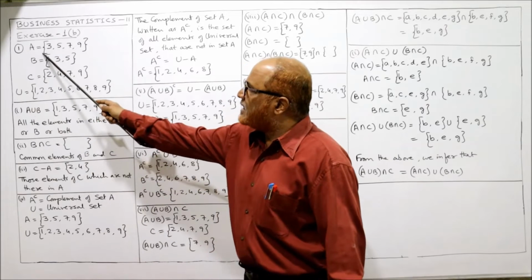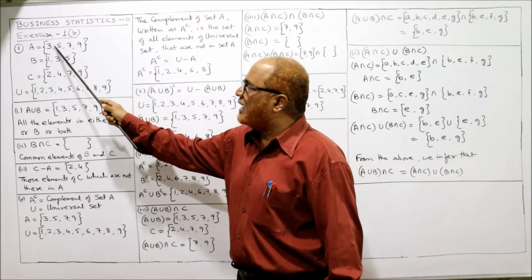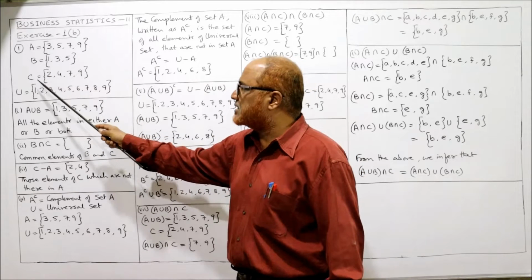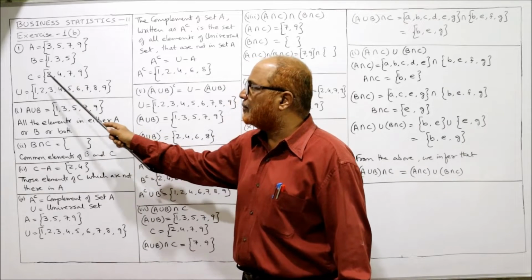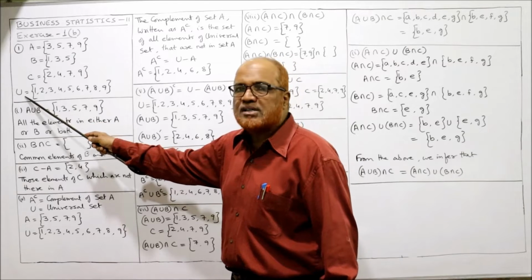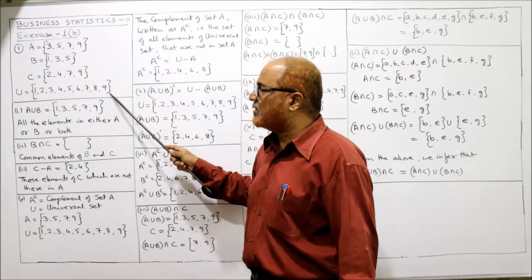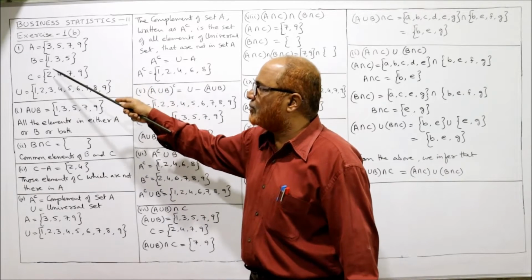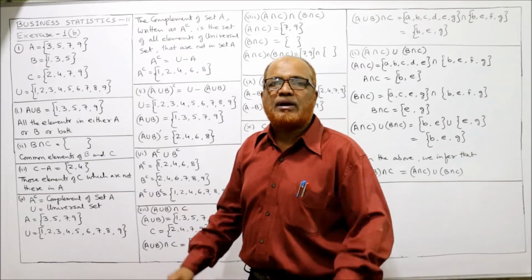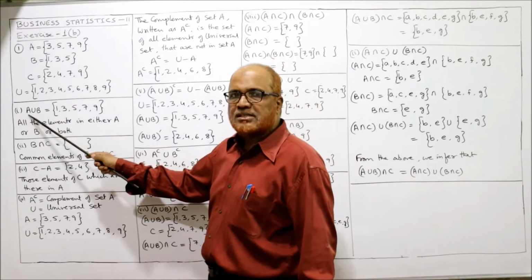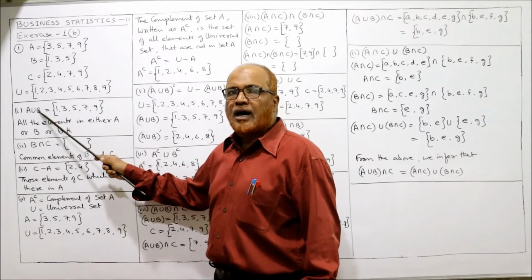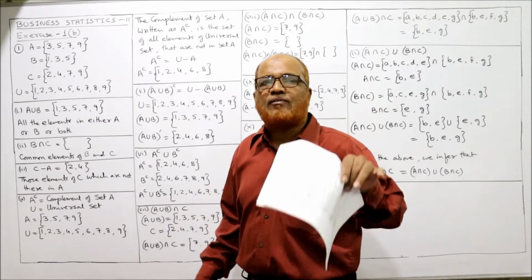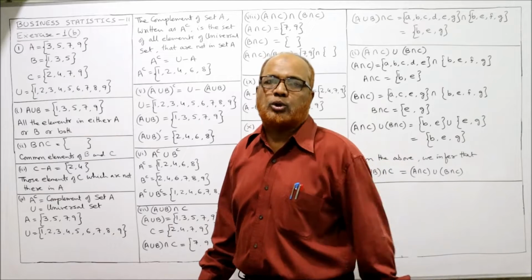See here, set A is {3, 5, 7, 9}, the elements of A given in the problem. Set B is {1, 3, 5}. Set C is {2, 4, 7, 9}. And the universal set is {1, 2, 3, 4, 5, 6, 7, 8, 9}. From this universal set only the 3 subsets are formed. That is the information. Now one by one we have to attempt. First, A union B. The meaning of union is all the elements of set A or set B or both.